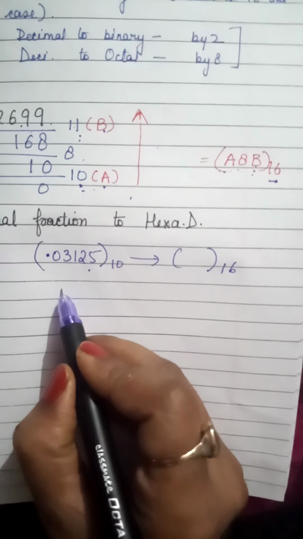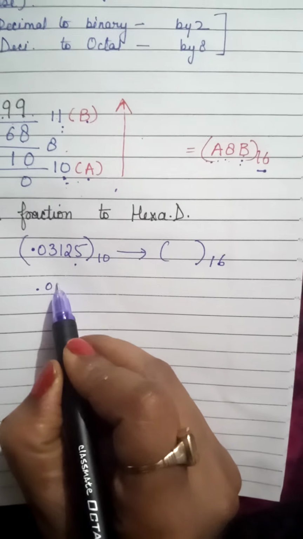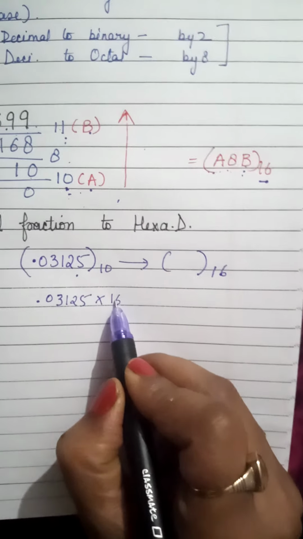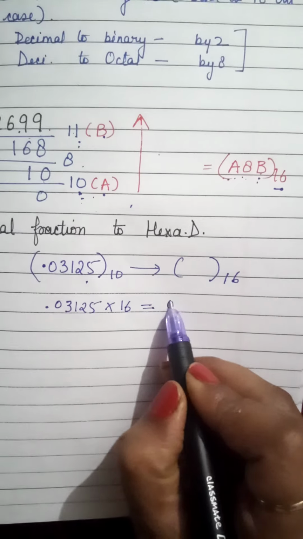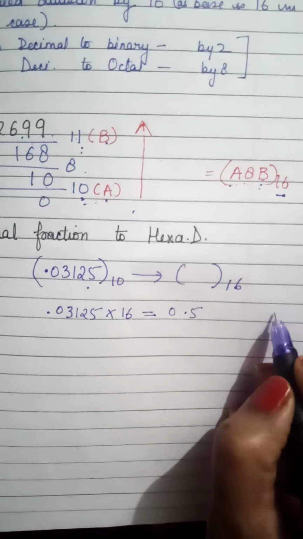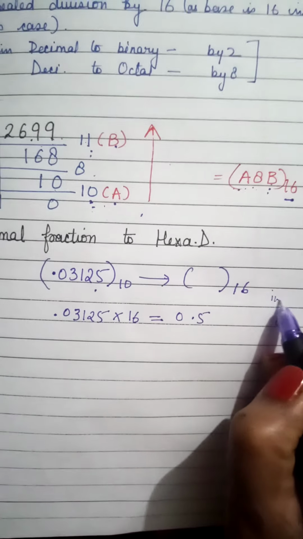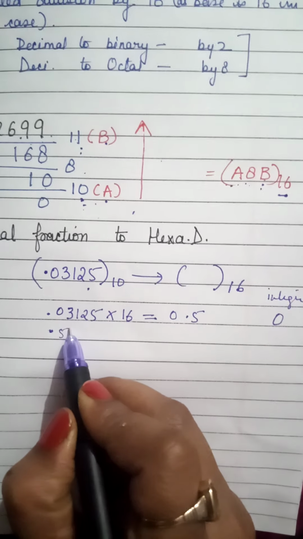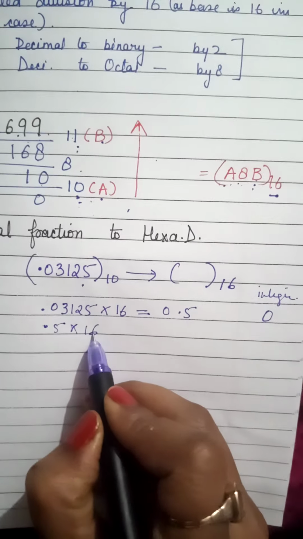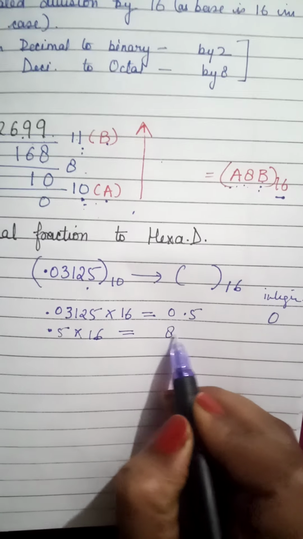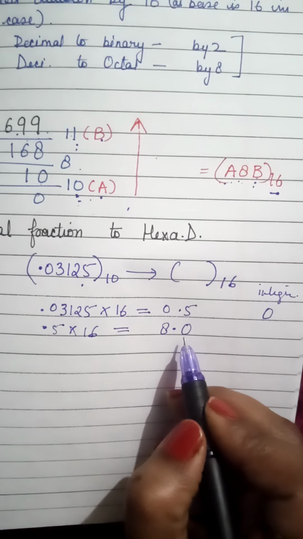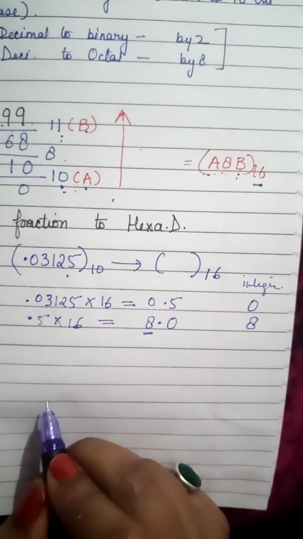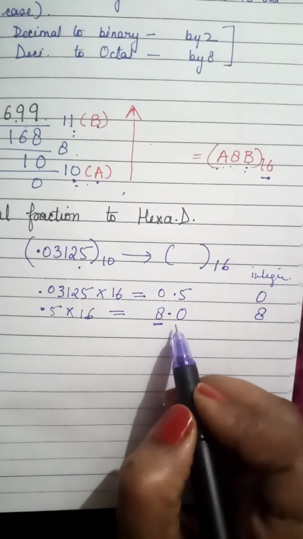So 0.03125 into 16, then you will be getting 0.5. You will copy down the integer part over here. Then again 0.5 into 16, you will be getting 8.0. You will copy down the integer part, that is 8.